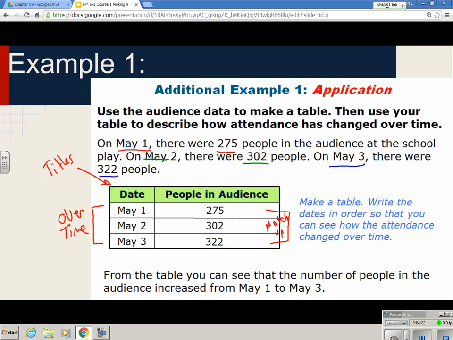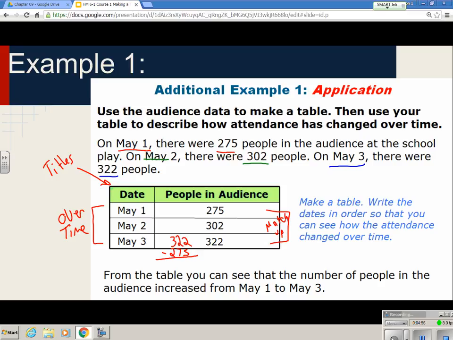So from this table, you can see one real simple thing. The attendance went up every single day. From May 1st to May 3rd, the attendance increased. Now from here, you could even ask, how much did it increase? Well, you could take the bottom one, 322, and subtract 275 to see what your increase was from the beginning to the end. Or you can just add them up and say, how many came in total? When everything's in order and in a nice table, it makes things real easy. So go ahead and put these notes down before moving on.